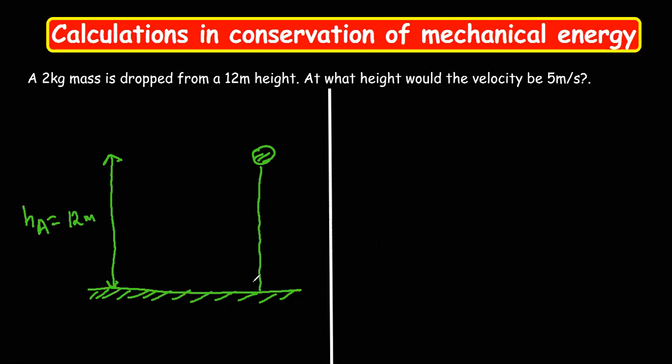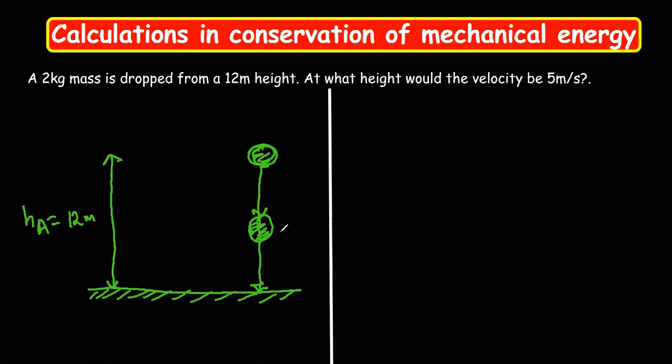And at what height would the velocity be 5 meters per second? So let's say the object travels towards the ground and I don't know the height. So we are going to calculate the height anyway. So this is the object, which has a mass of 2 kilograms.